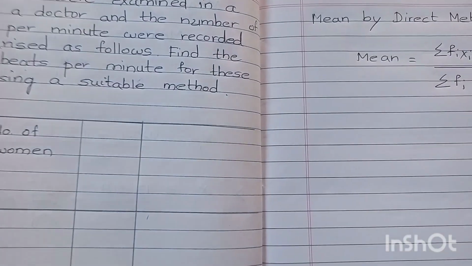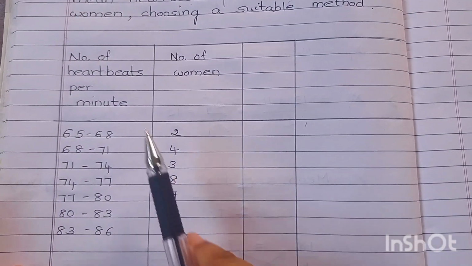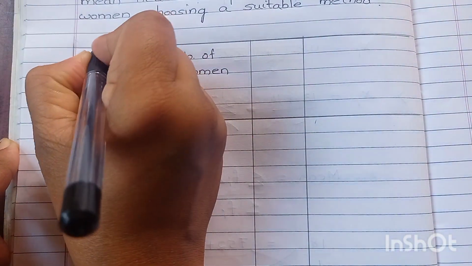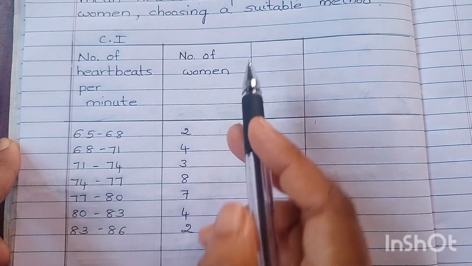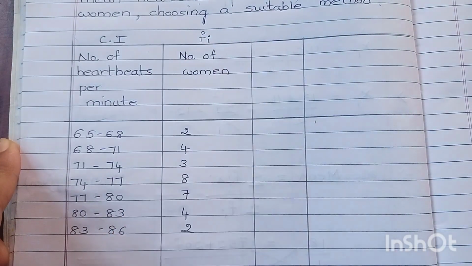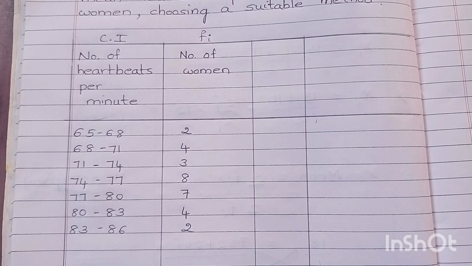Now let us come to the data. The number of heartbeats per minute is our class interval, and the number of women is our frequency. We will represent it by Fi. What do we have to do first? First, remember, we have to check the class interval. We have to see whether the class intervals are in order or not.